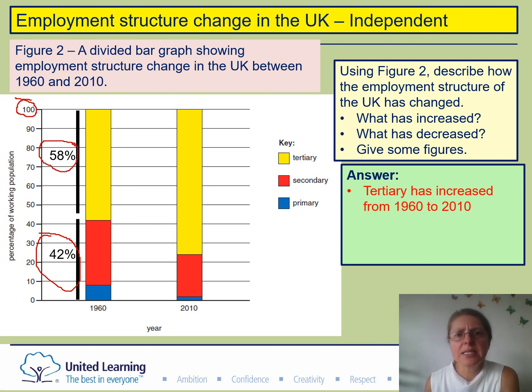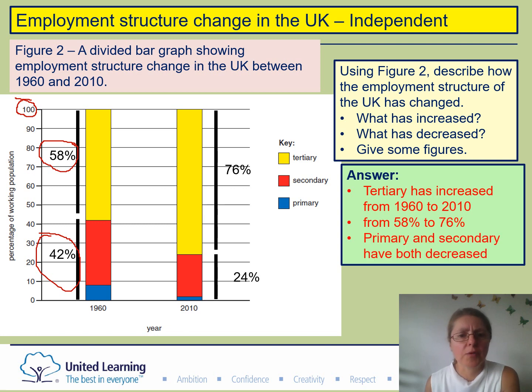But by 2010, the tertiary industry increased to 76% of the population. And if you look at that and follow the line across, you're looking at around 24% of the population employed in the primary and secondary industries. So the increase in the tertiary sector is 28%, and the decrease in the primary and secondary sector is 18%.